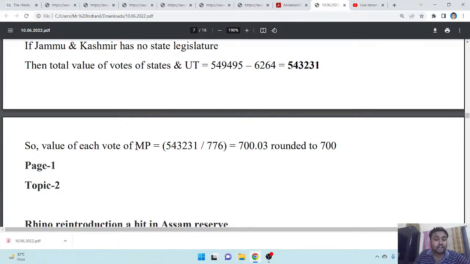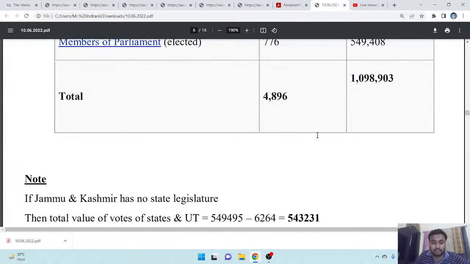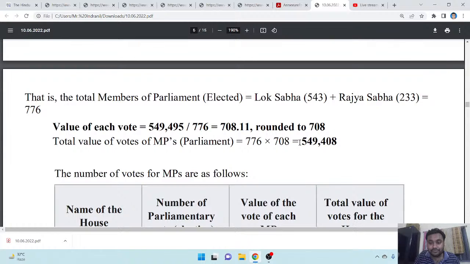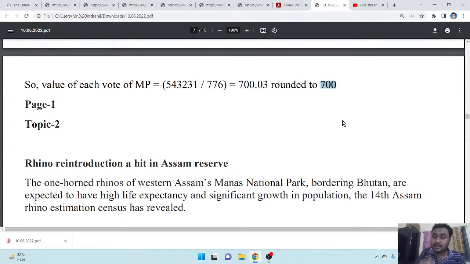So currently, what is the value of vote of an MP? The formula is the value of vote of MLAs divided by the total number of MPs. So the value of vote of an MP becomes 5,43,231 divided by the total number of MPs in Lok Sabha and Rajya Sabha, 776, that is 700.03, rounded to 700. Previously, when there was a legislative assembly in Jammu and Kashmir, the value of vote of an MP came as 708. But currently there is no legislative assembly of Jammu and Kashmir. That's why the value of vote of an MP comes as 700, not 708. So this is the procedure of presidential election, called the electoral college. Move to the next topic.